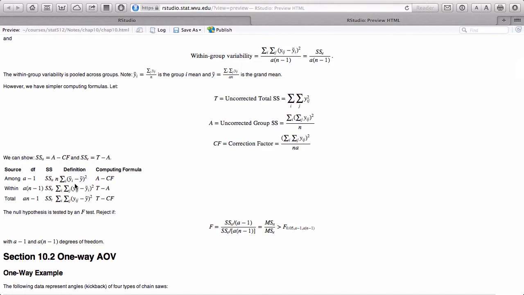Now, mathematically, why it's an F distribution and what the mathematical characteristics of the F distribution are, that's beyond this course. That's in our theory courses, like 561. So to derive that as an F is not something we're going to do in this course.